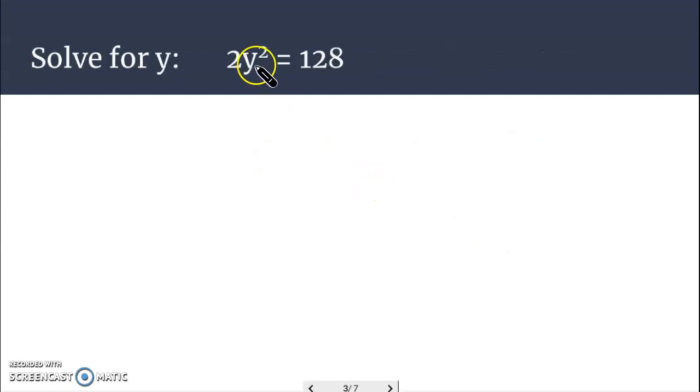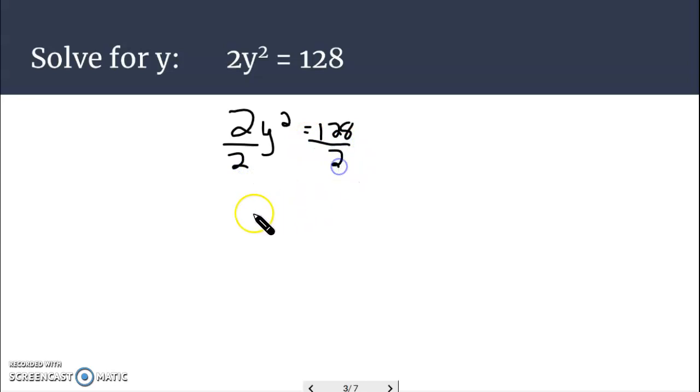2y squared equals 128. We're going to solve for y. Let me rewrite it here. First thing we're going to do is divide by 2. And then we get y squared equals 64. Alright, and then here's where we take the square root. We got to get y by itself. It's being squared. We take the square root of it, but if I do take the square root of one side, I got to take the square root of the other side.